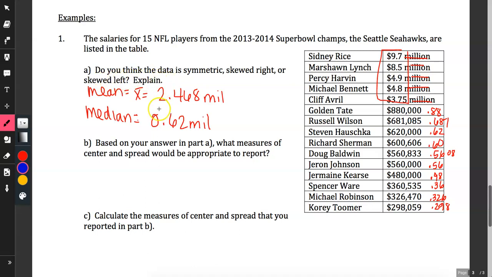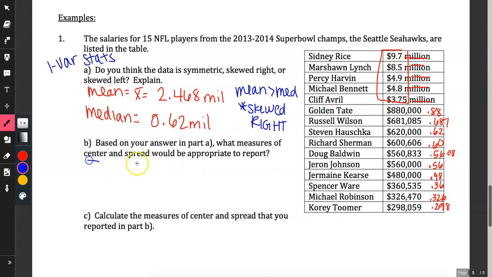All right, so here's my mean and median straight from the calculator, the 1-Var Stats feature. So when I look at these, I can compare them. The mean is greater than the median. So that tells me it's skewed right. If the mean is bigger, it's skewed right. Okay. So this is based on your answer in part A, what measures of center and spread would be appropriate. So looking back at that summary table, if it's skewed, it doesn't matter which way, it's better to talk about the median and the IQR. Those are more accurate measures for this set of data.